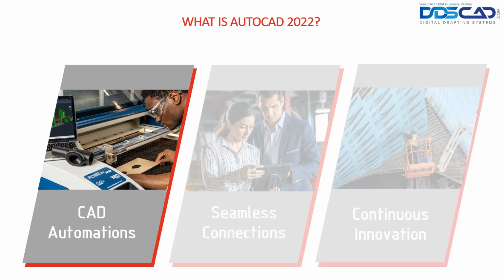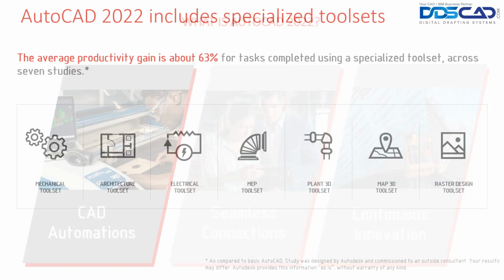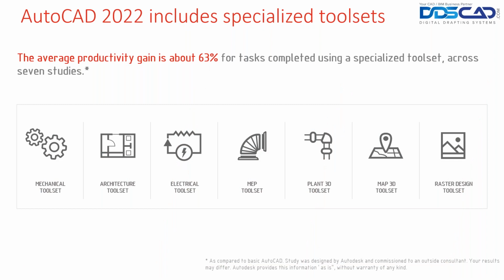Let's start with CAD automations. Within the implementation of AutoCAD's industry-specific toolsets and their continuing enhancement, Autodesk is able to improve automation. In today's world, it's more important than ever to work smarter and faster. With an AutoCAD 2022 subscription, you can gain access to 7 specialized toolsets with industry-specific functionality, giving you the ability to work faster and be more efficient across disciplines.